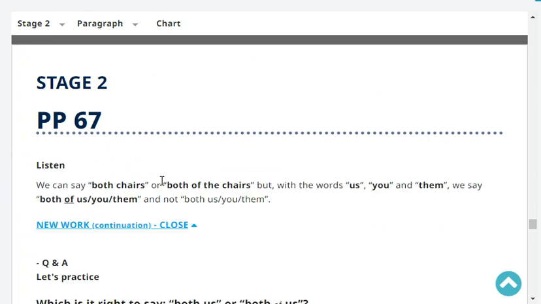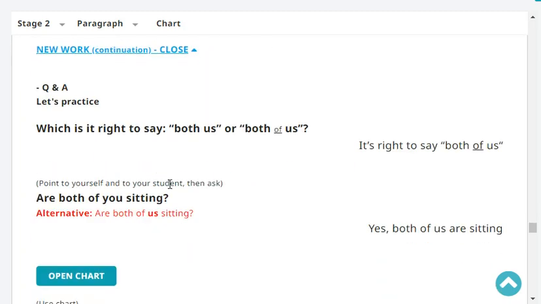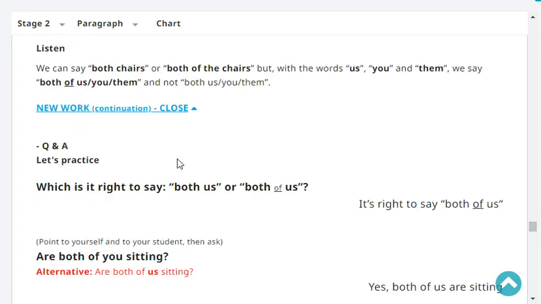Okay, so listen. We can say both chairs, both books, both pencils, but with the words us, you, and them, we put of, like both of us, both of you, or both of them. But for nouns, we just use both chairs. Okay. Let's practice. Which is it right to say, both us or both of us?